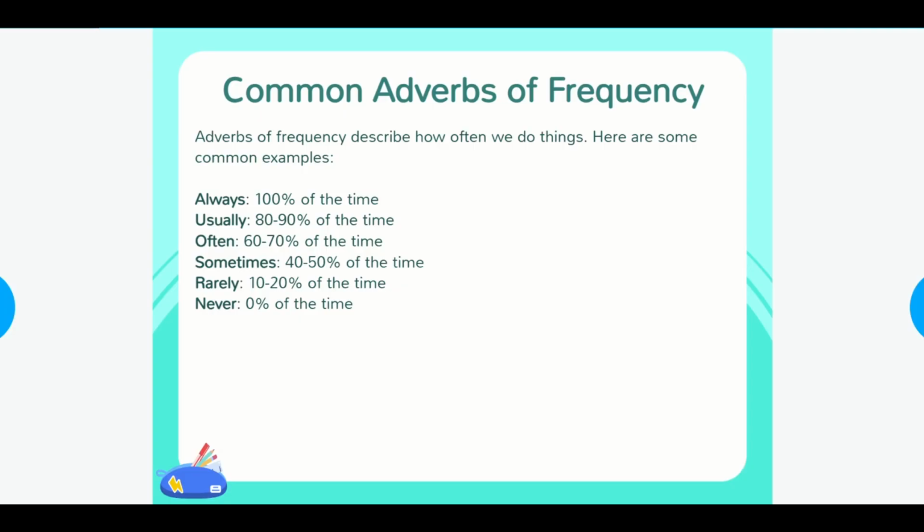Here are some common adverbs of frequency with a percentage of how often we would use these things. So always is 100% of the time. It's always something we're doing. Usually is a little bit less, 80 to 90% of the time. Often is 60 to 70% of the time. Sometimes 40 to 50%. Rarely is 10 to 20% of the time, and never is 0% of the time. So always and never are opposites.